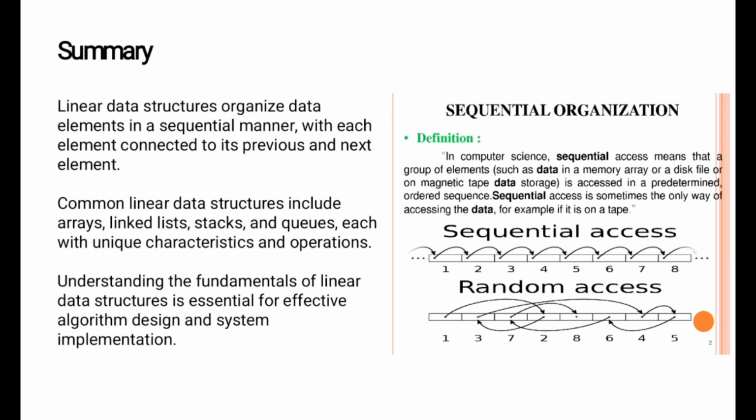Sequential organization. In computer science, sequential access means that a group of elements is accessed in a predetermined sequence. Sequential access is sometimes the only way of accessing the data, for example, if it is on a tape.